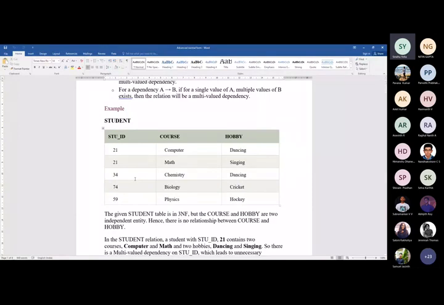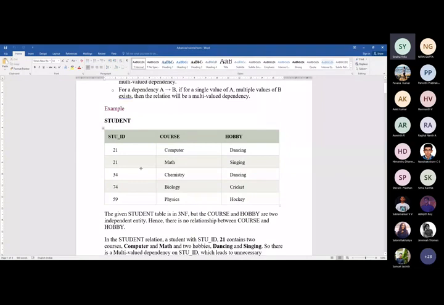For example, student 21 studies a course computer and he also studies a course maths. He has a hobby like dancing and singing. So for a single attribute, you have multi-valued dependency. For a single value of A, you have multiple values of B, and for a single value of A, you have multiple values of C, right? So here additional records will have to be generated.